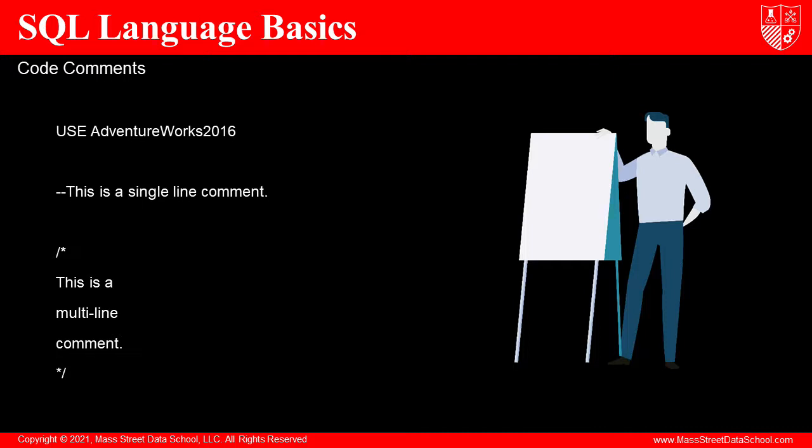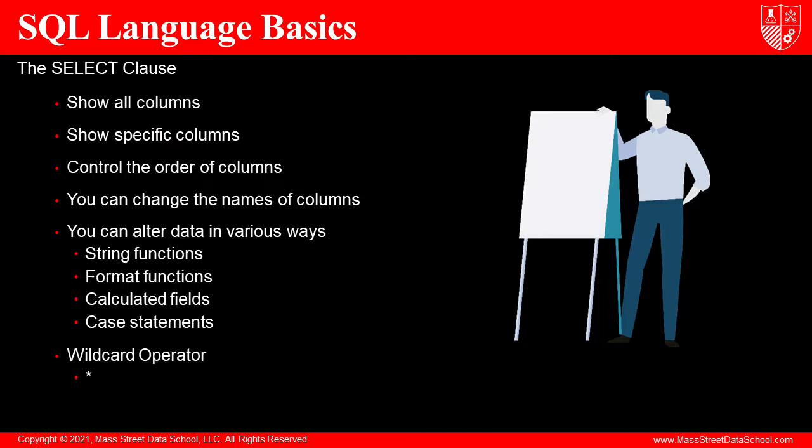Let's talk about the basic methods to pull data from a database, starting with the ins and outs of the basic select clause. The select clause is how you control the output of your query. You have a lot of options here, and it can get complicated. Using the wildcard operator, you can show all the columns in a table without having to type them out. You can pick and choose which columns you'd like to display and the order in which they are displayed. You can change the format of a column name or change the name of the column entirely.